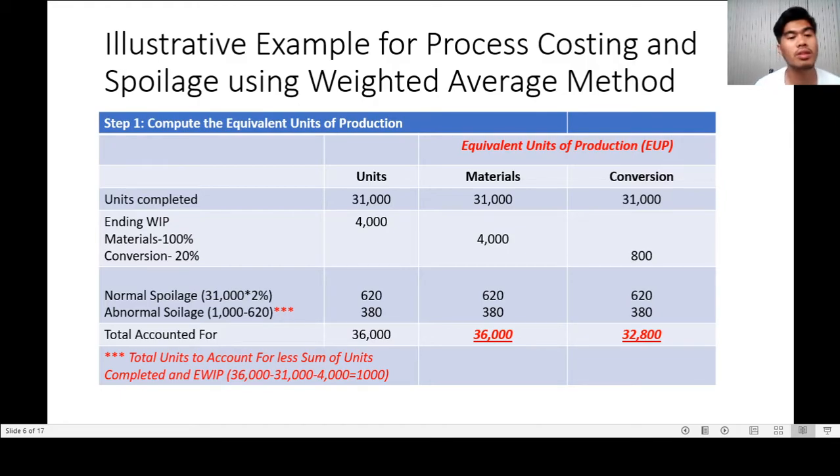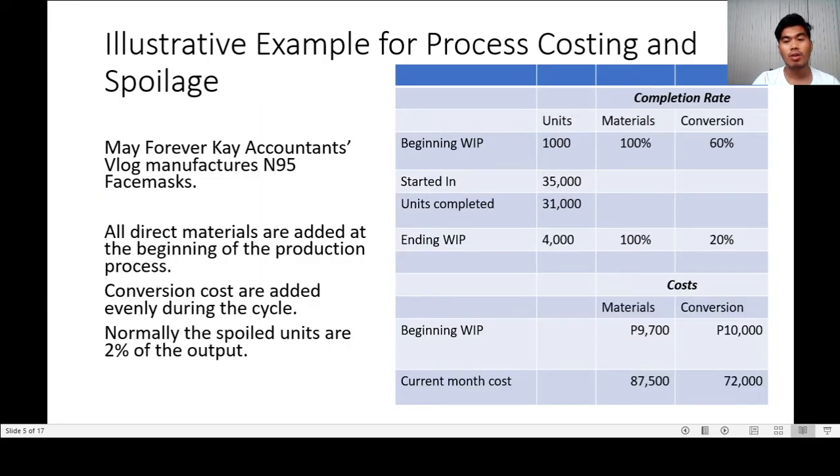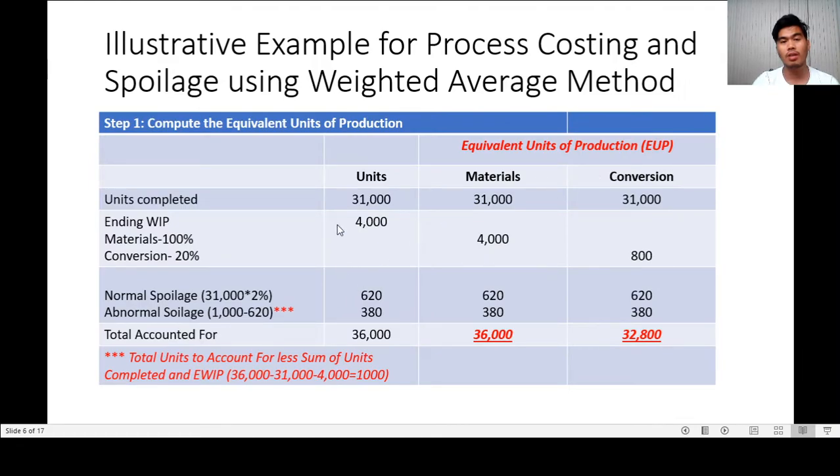So meron tayong anong nawawala? Pag napansin nyo, yung total units put into process, meron tayong 36,000. Yung beginning na 1,000 plus yung 35,000 units, that is 36,000. So pag napansin nyo, yung accounted for lang dito, 31,000 plus 4,000. So mayroon siyang nawawala na 1,000. Yung nawawalang 1,000 is ito yung spoilage natin.